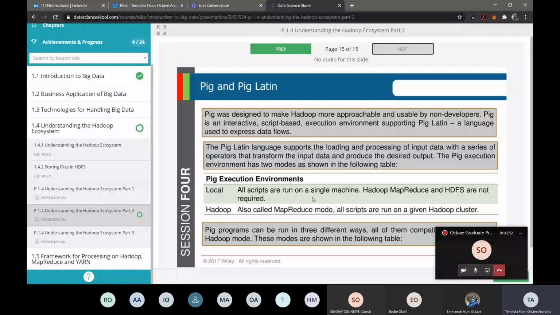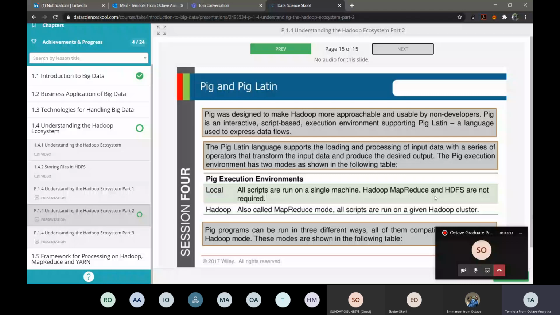Then you also have the Hadoop environment, also called MapReduce mode. All scripts are run on a given Hadoop cluster. So you know what makes up a Hadoop cluster? You have your commodity servers or your data block servers. Inside those servers, you have your name node, you have your data node. Then what else do you have to take note of about Pig?